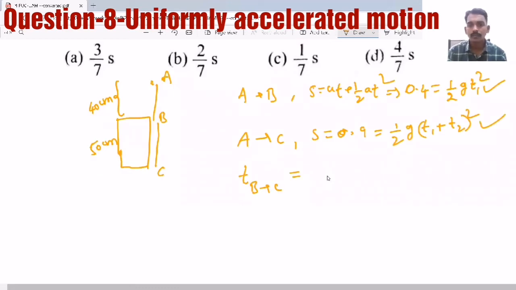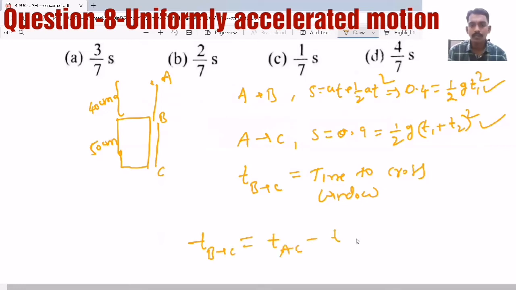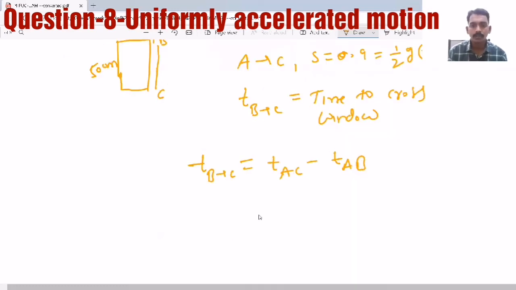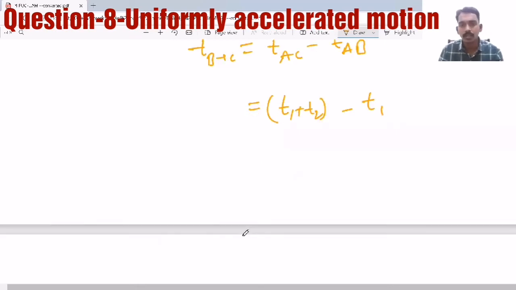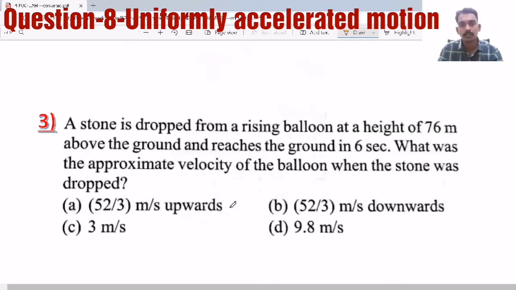This is the time to cross the window. So the time from B to C will become the time from A to C minus the time from A to B, nothing but the time from A to C means t1 plus t2, minus this t1. So you got both the values, then you will get the time taken to cross the window. This way, understanding the question, then drawing the diagram and then applying the formulas that are available. But you have to choose wisely between which two points.